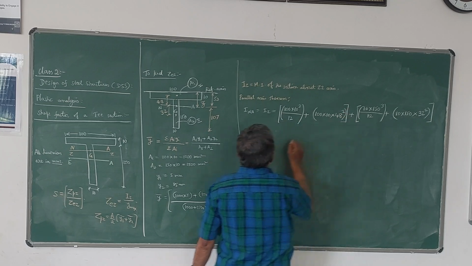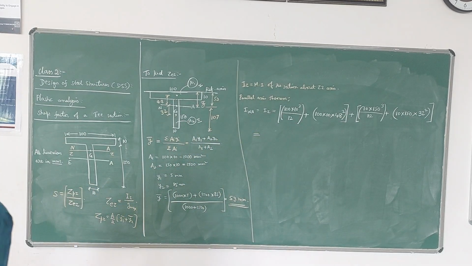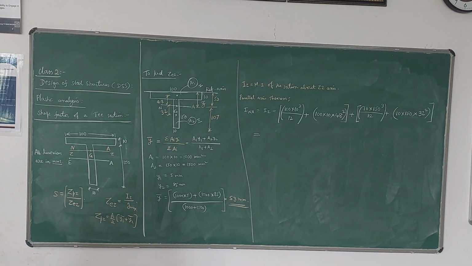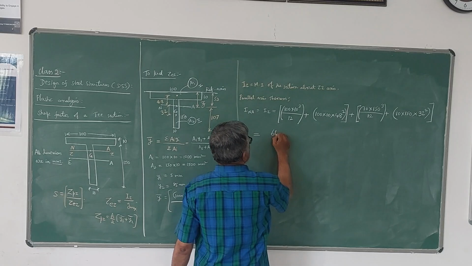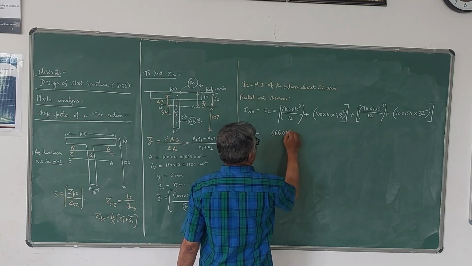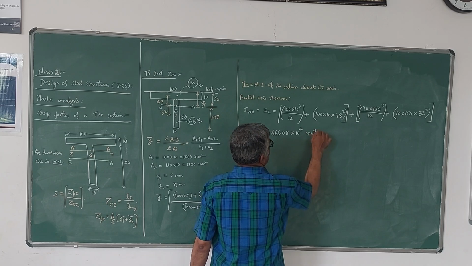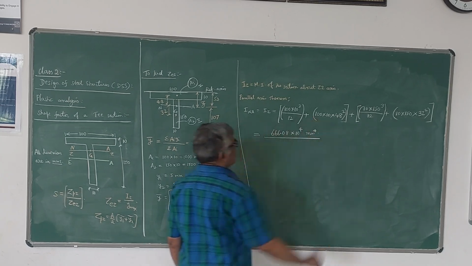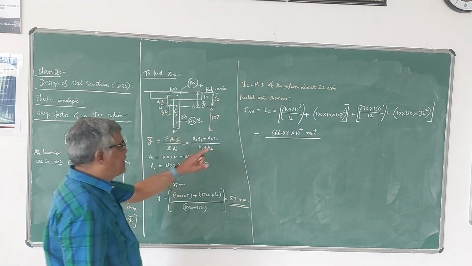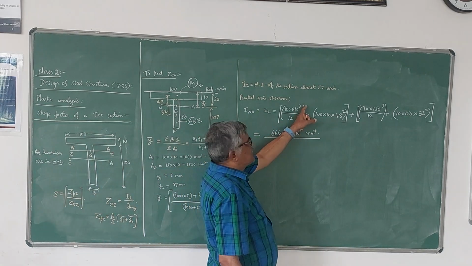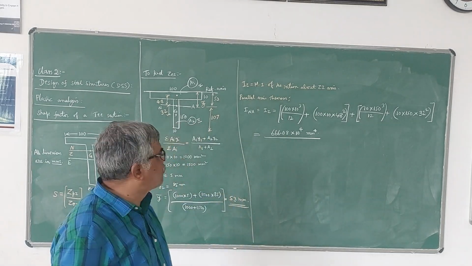If you simplify this, you will get the value of IZ as 666.08 into 10 power 4 millimeter power 4. So this is the unit for moment of inertia: linear dimension to the power 4. Because B is millimeter and D cube is millimeter cube, millimeter into millimeter cube becomes millimeter power 4.